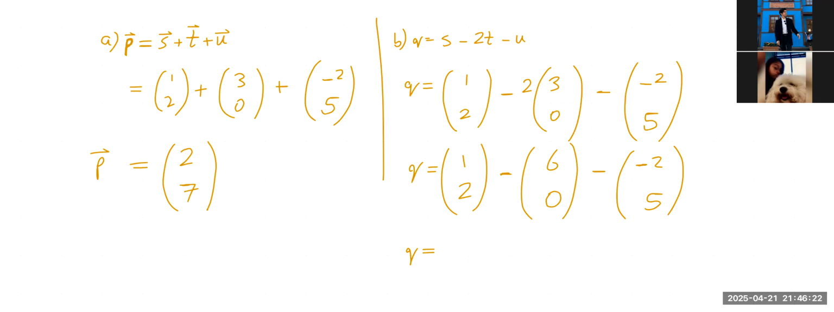Oh wait, -3. So you have 1 minus 6, negative 5, and then plus 2, which is negative 3. And now what about the bottom? -3. Negative 3. Exactly. So this is how you can mathematically calculate sums of different vectors.